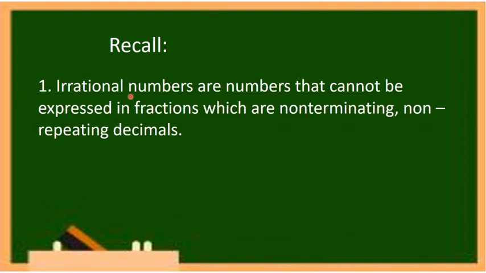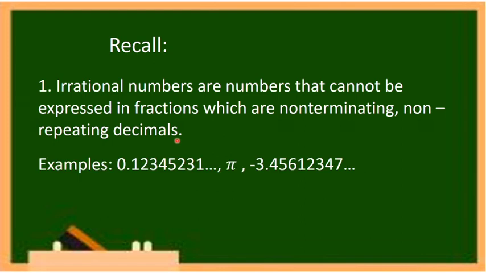Now, we have irrational numbers. And what are irrational numbers? Irrational numbers are numbers that cannot be expressed as fractions, which are non-terminating, non-repeating decimals. So, examples, we have these: 0.123452331 and so on. So, this is an example of a non-terminating, non-repeating decimal.